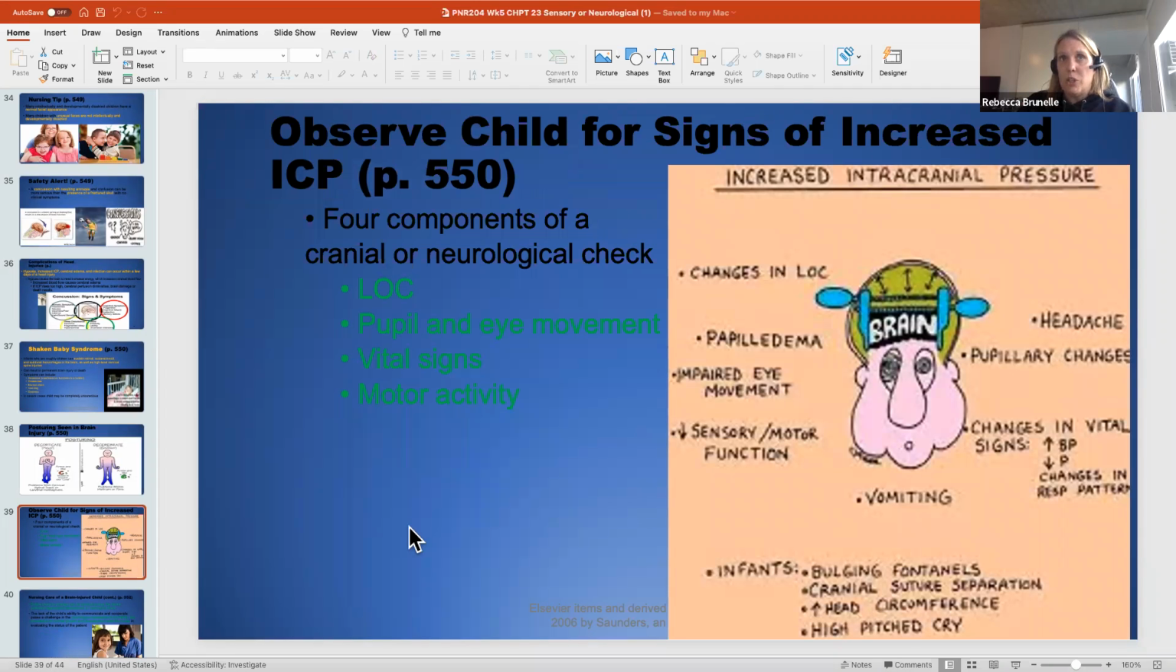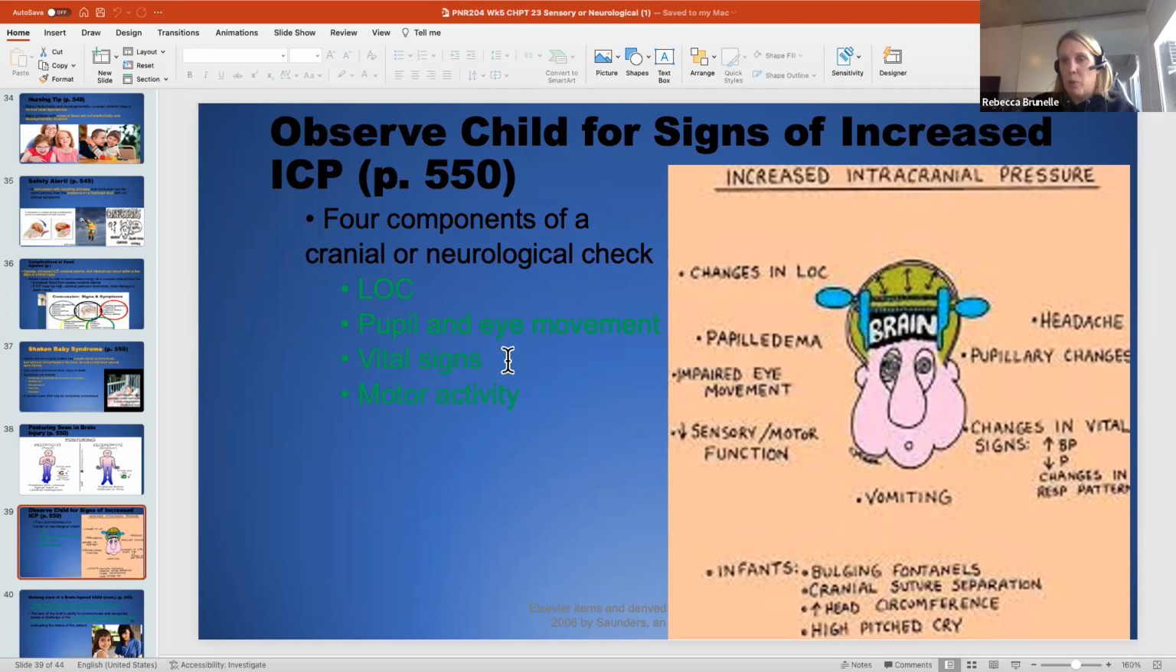So when you're doing a neurological check, like I said, you're always going to be worried about increased intracranial pressure. So level of consciousness, pupil and eye movement, vital signs, and motor activity. So, increased intracranial pressure, you're going to have a decreased level of consciousness. Pupil and eye movement, like I said, fixed and dilated pupils, that's a sign of increased ICP.